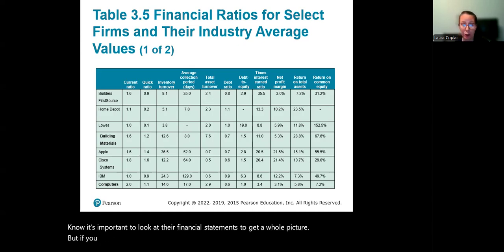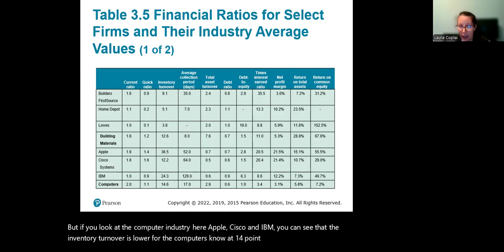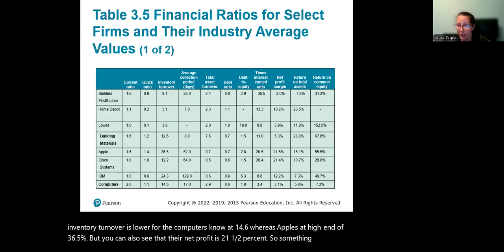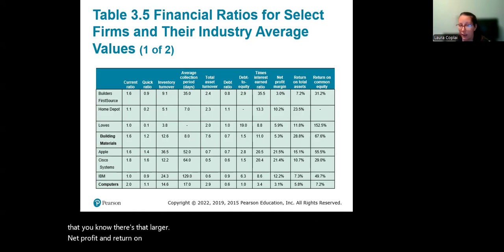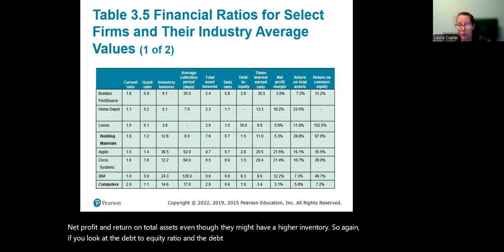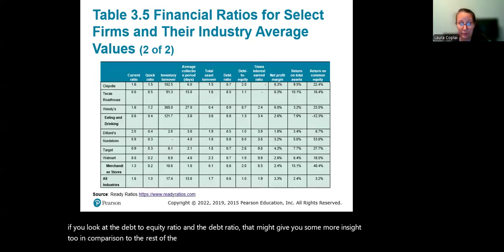But if you look at the computer industry here, Apple, Cisco, and IBM, you can see that the inventory turnover is lower for the computers, at 14.6, whereas Apple's at the high end of 36.5. But you can also see that their net profit is 21.5%. So something has got to be said that there's that larger net profit and return on total assets, even though they might have a higher inventory. So again, if you look at the debt to equity ratio and the debt ratio, that might give you some more insight in comparison to the rest of the industry competitors.